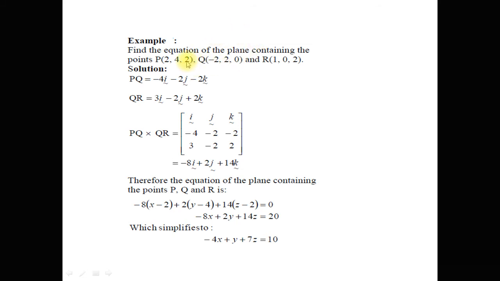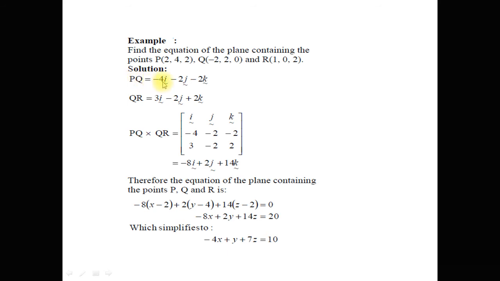I have already told you about the equation of plane when 3 points for the plane are given. So first of all, construct two adjacent vectors. Suppose this is P, PQ is represented by A, and suppose QR is another vector. PQ means Q minus P. Subtract the P coordinates from the Q coordinates.